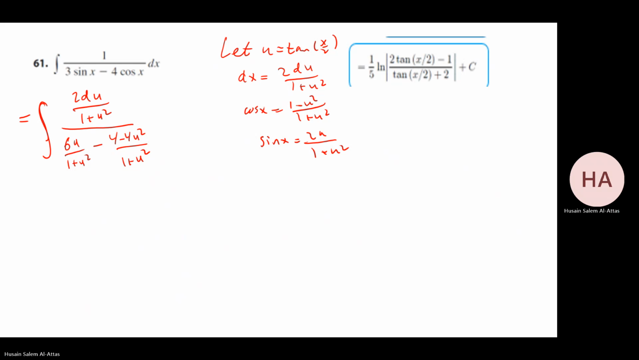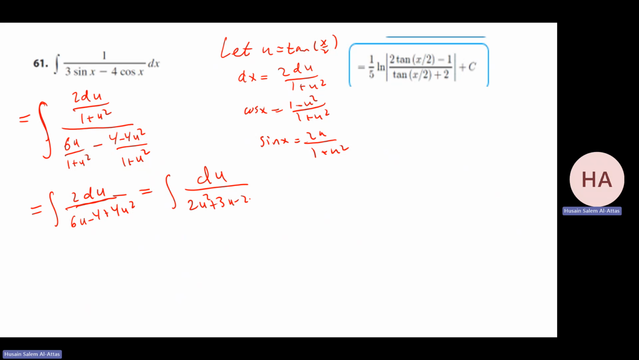Yeah. So this is the common denominator. I have what? 2 du. No need for 1 plus u square. This will be 6u minus 4 plus 4u square. Also 2 can be gone. I have du over 2u square plus 3u minus 2, which I can factor into what? This is 2u minus 1, u plus 2. Is it? Minus 2 minus 1 plus 4u, 3u.